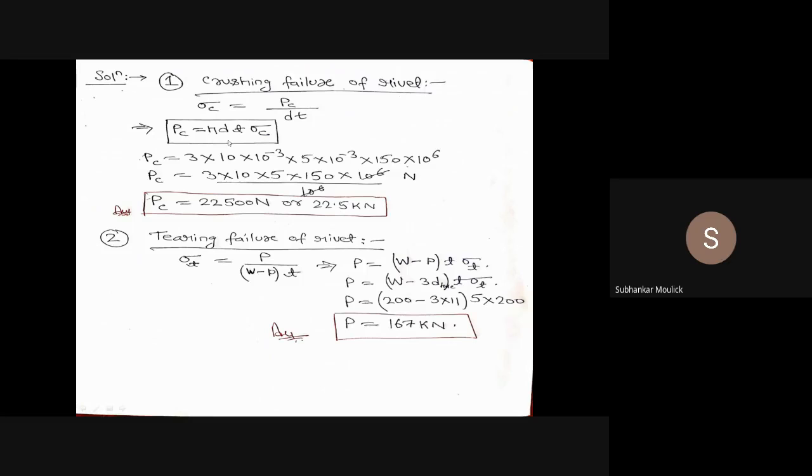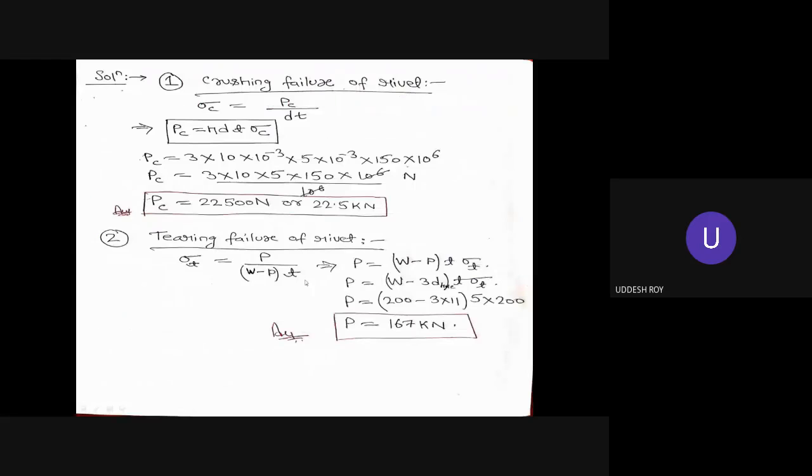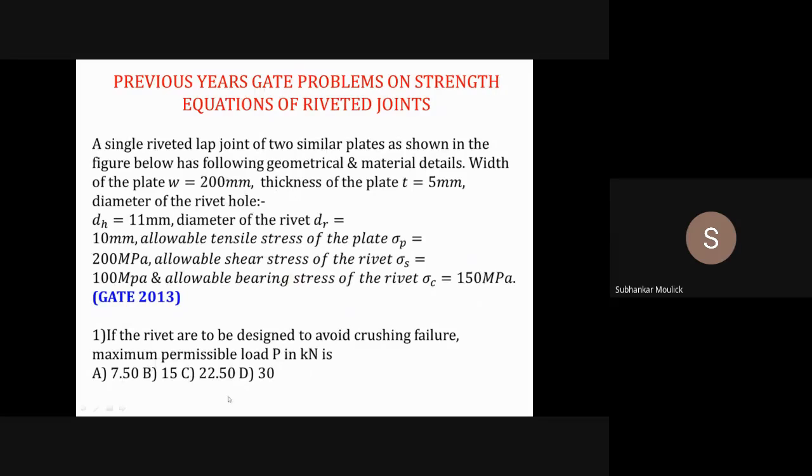If you use this expression, everything is given to you. N is given to you. D is your dia of the rivet. T is given in the problem. Sigma C is given in the problem. If you solve this expression, you will get the value of the maximum permissible load in crushing failure. That is PC, and that value I will get to be 22,500 Newton, or in kilonewton, it is 22.5 kilonewton. That means option number C. Very easy problem.